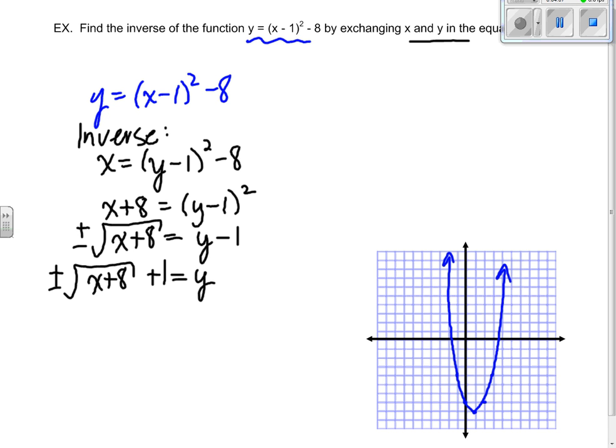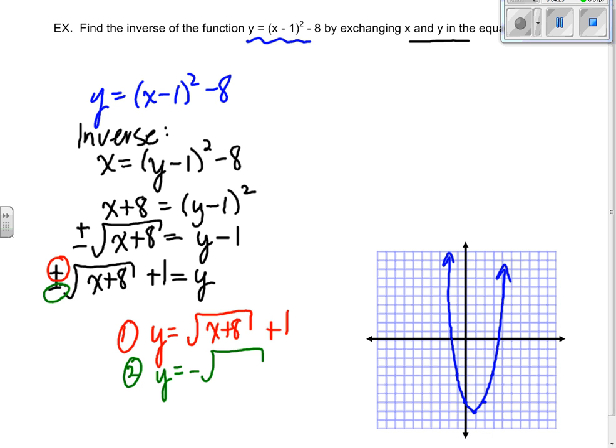I would like to graph that. I can only graph one thing at a time. So the first thing that I'm going to graph is the positive part, which would be y equals positive square root of (x plus 8), plus 1. And the second thing that I'm going to graph is the negative part, which would be y equals negative square root of (x plus 8), plus 1. Those two parts separately are each called functional arms, but together it's not a function. This will be the lower functional arm, I'm assuming. We'll see when we draw it.